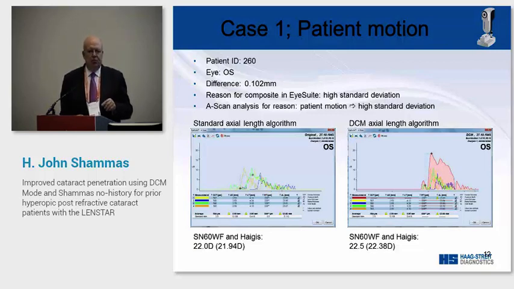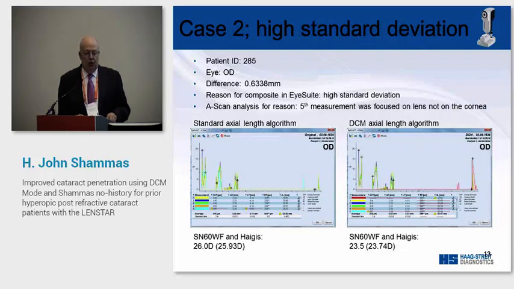The first one is when there is patient movement. Many of these older people have Parkinson's or other conditions, and when they sit behind the machine and have movement, you get scans like that, and you really don't know which one to use, and many times the measurement is completely off. But with the DCM, it gives you the scan, and you know exactly where it is.